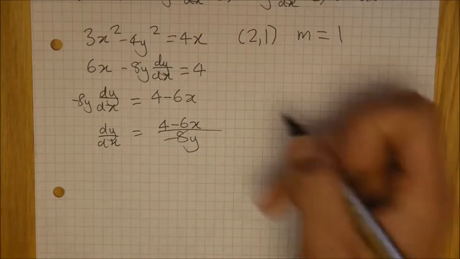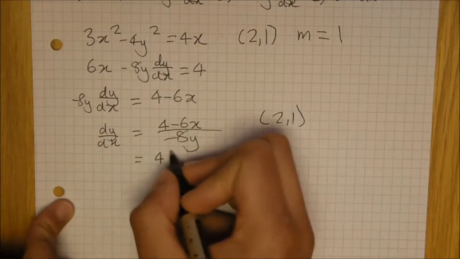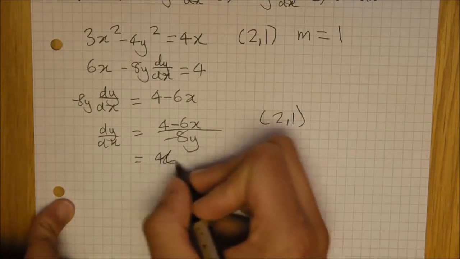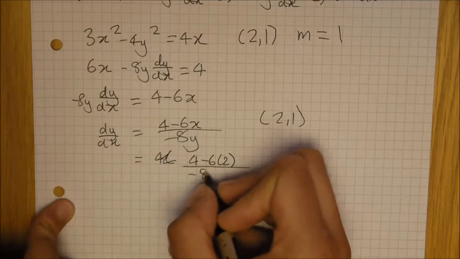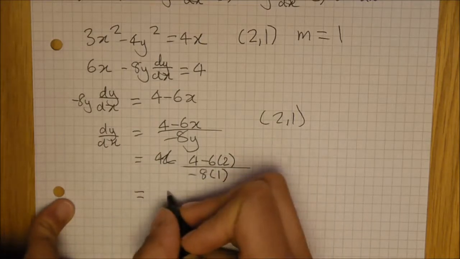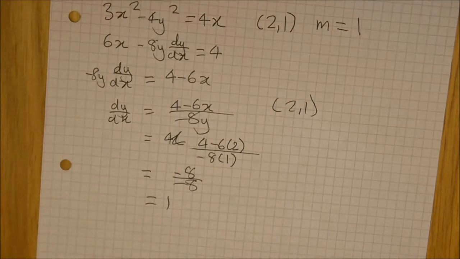Now we can put in our point (2, 1), and that gives us 4 minus 6 lots of 2 over minus 8 lots of 1, which equals minus 8 over minus 8, which equals 1. Now that proves the gradient is 1.